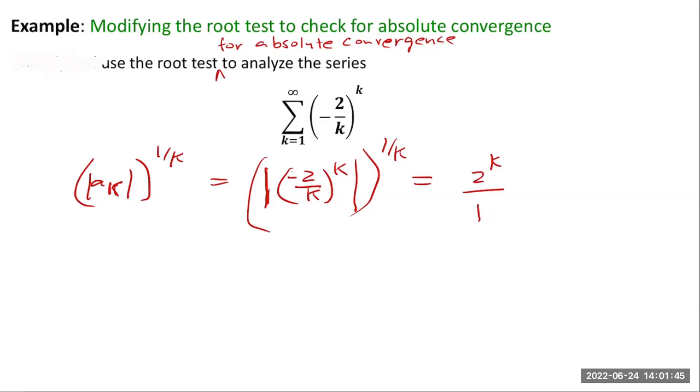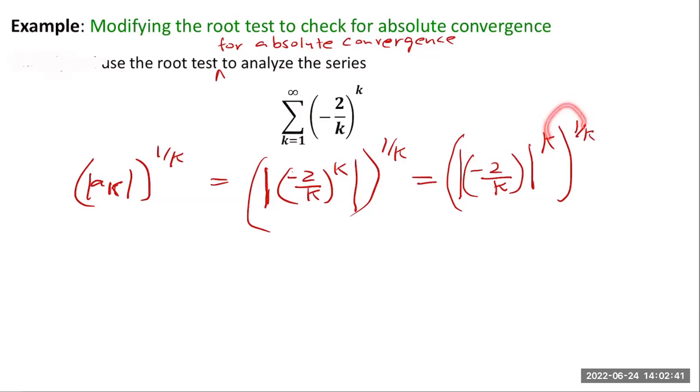Actually, we can do a little better here. This is going to be equal to the absolute value of minus 2 divided by k. I'm going to send the power k outside the absolute value, and then you take the whole thing to the power 1 over k. Now, if you multiply 1 over k times k, it becomes 1. This is going to be the absolute value of minus 2 over k, which is 2 over k. The absolute value of minus 2 over k is just 2 over k.